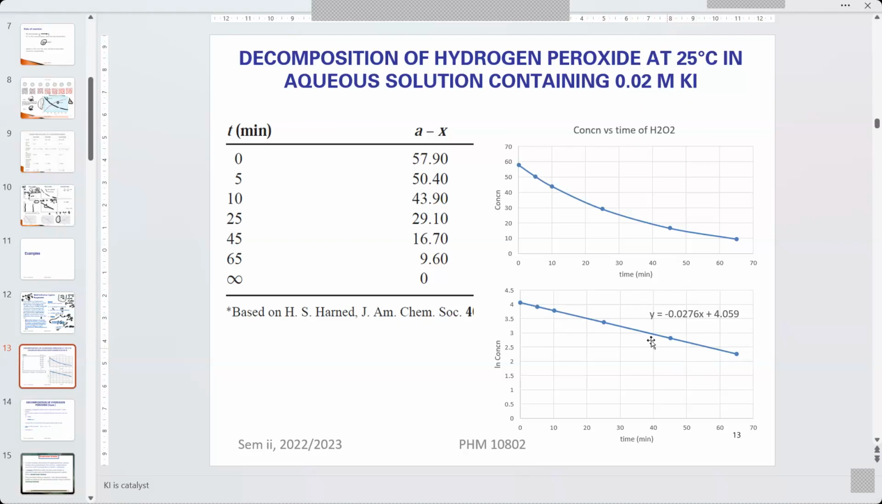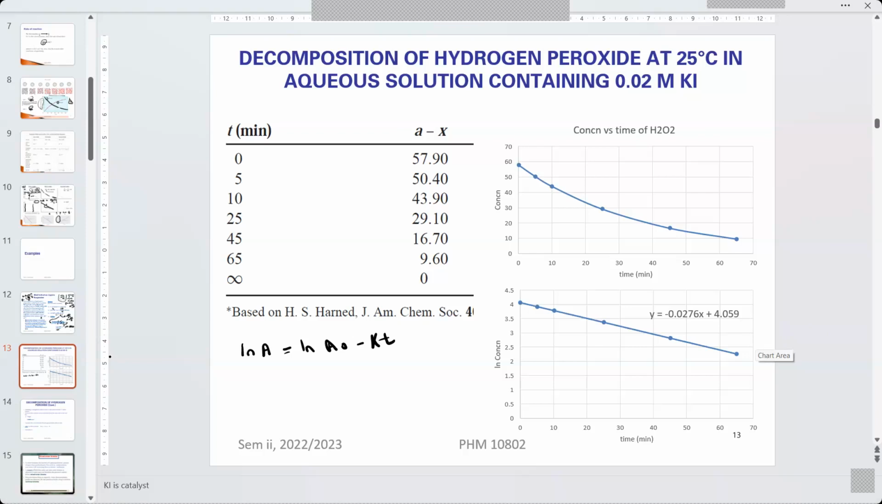So from this, we get the equation of the curve. We find that the equation says y equals negative 0.0276 times x plus 4.059, because the concentration is decreasing with time, meaning the slope is negative. If we translate this equation to the way we wrote the concentration change with time, it means that ln A equals ln A naught minus K times time.